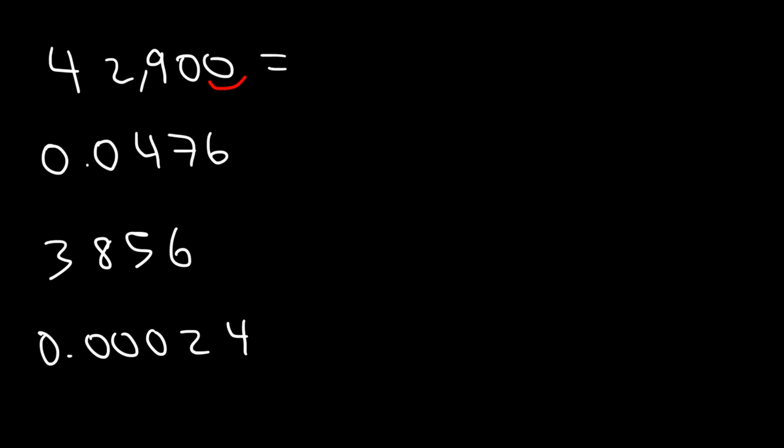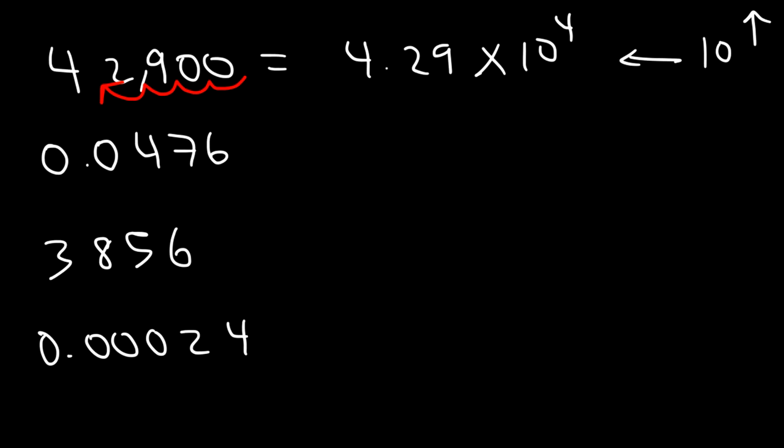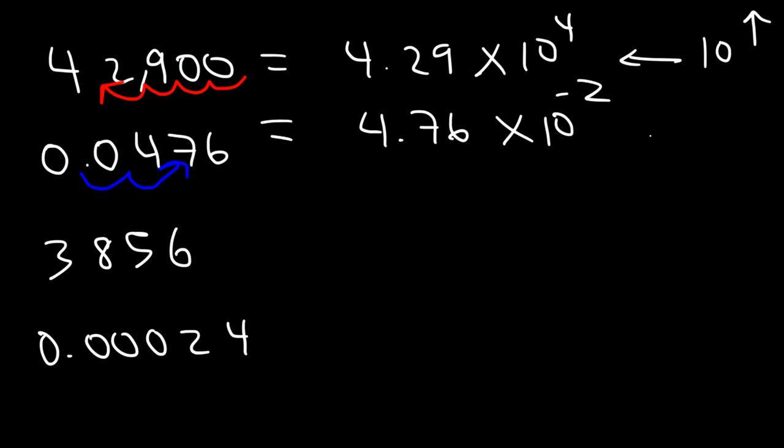So we got to move the decimal 4 units to the left. As you move it to the left, the exponent is going to increase by 4, starting from 0. So it's going to be 4.29 times 10 to the 4. As you move it to the left, the exponent goes up. Here, we're going to move it to the right, particularly 2 units to the right. So starting from 0, the exponent will go down by 2. So it's going to be negative 2. So it's 4.76 times 10 to the negative 2. As you move the decimal to the right, the exponent will decrease starting from 0.